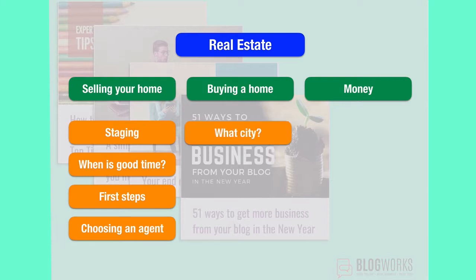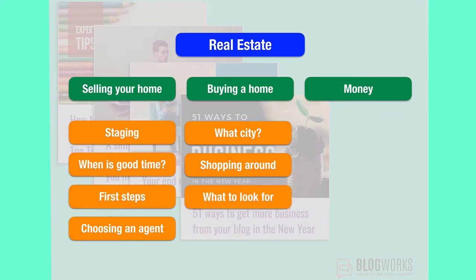When it comes to buying a home, it could be around what city you should buy in, or how to decide how to shop around for a home. What do I need to look for? Again, kind of a checklist. And then again, how to choose an agent.